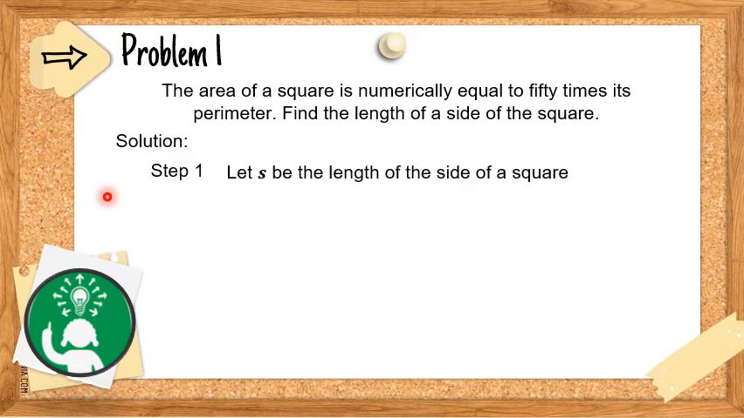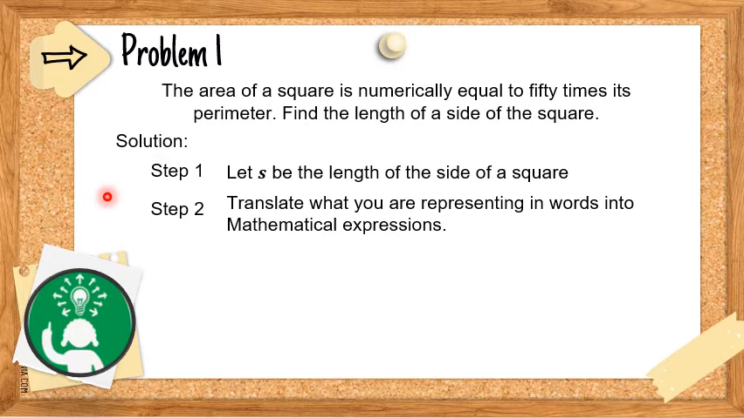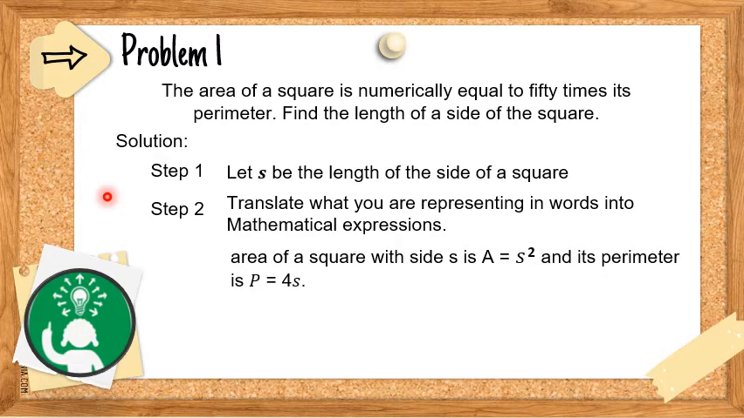Solution step 1. Let S be the length of the side of the square. Step 2. Translate what is represented in words into mathematical expressions. The area of a square with side S is A equals S squared, and its perimeter is P, which is 4S. Although the problem doesn't mention the formulas for the area and perimeter of a square, we already know that the area is S squared and the perimeter P equals 4S. So S squared equals 50 times its perimeter, and the perimeter here is 4S. Times means you have to multiply.